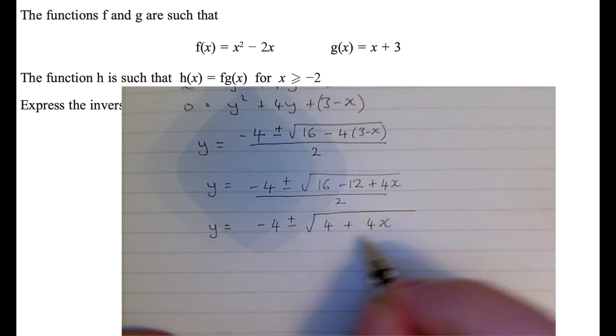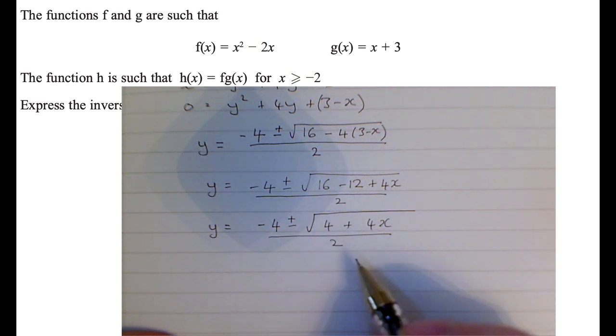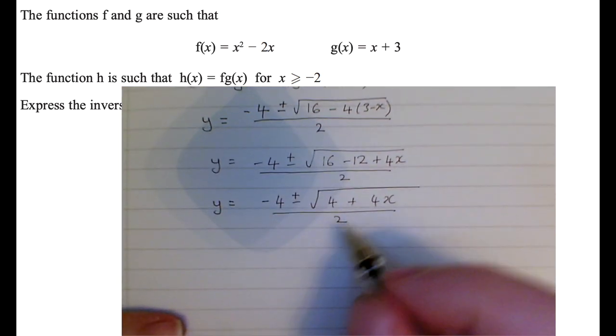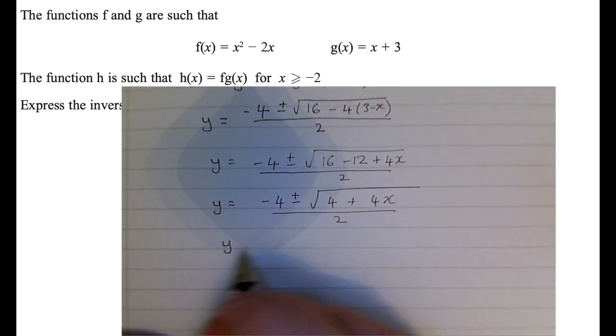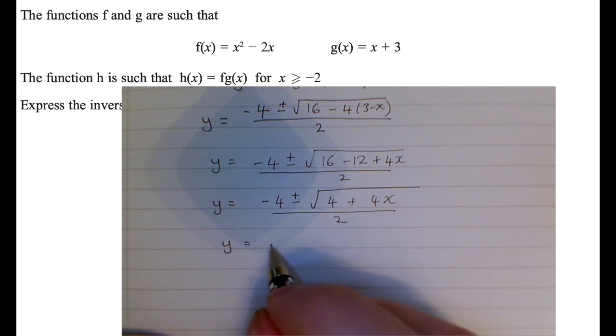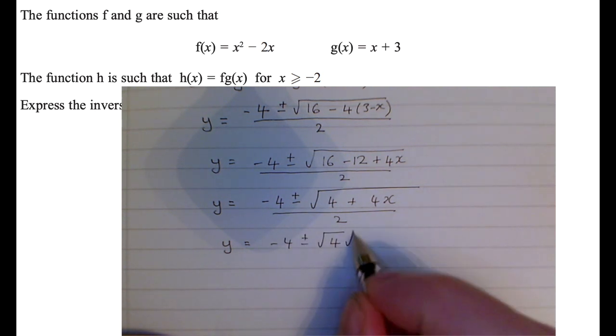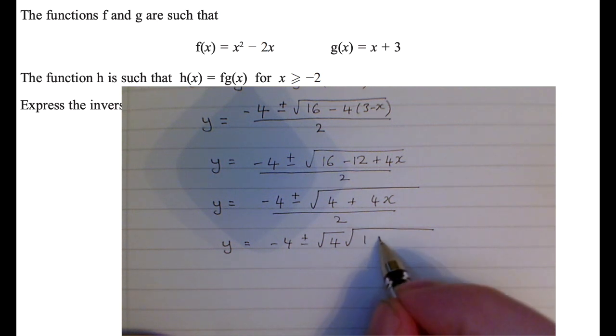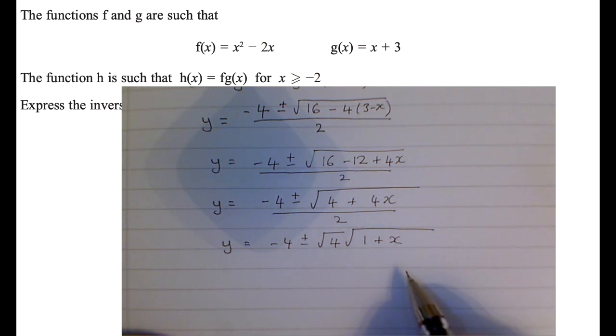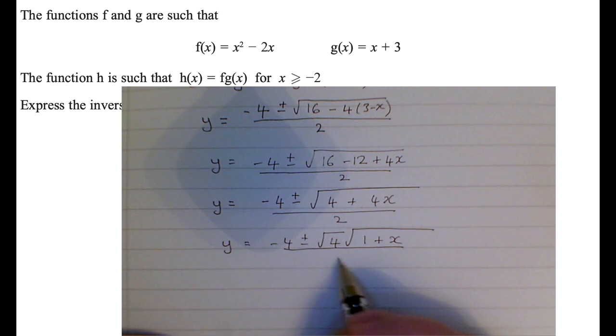And of course, they both have a 4, so I could factorise out a 4 from underneath that square root, can't I? So let's do that. So y is equal to minus 4 plus or minus the square root of 4 times 1 plus x. That's that factorised. And of course the square root of 4 is just 2, isn't it?